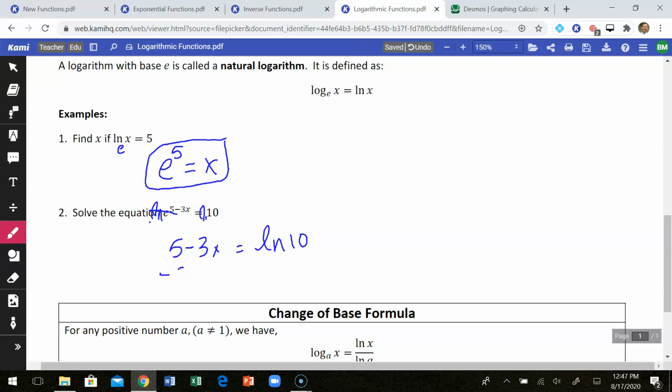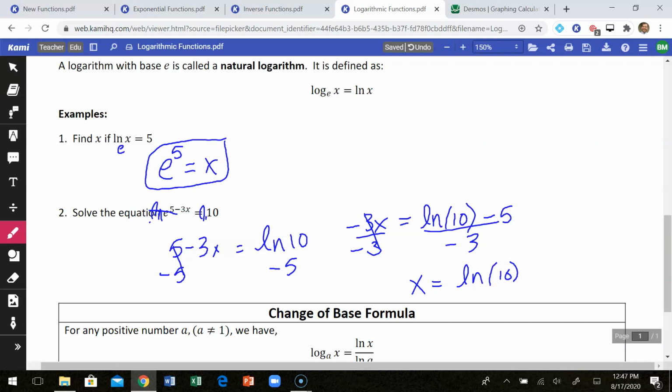Okay, then we want to solve for x. So I'm going to subtract 5. That does not become the natural log of 5. So I have negative 3x is equal to the natural log of 10 minus 5. And then I can divide by negative 3. And again, I could plug this into the calculator, but I just get x equals the natural log of 10 minus 5, all of that divided by negative 3.